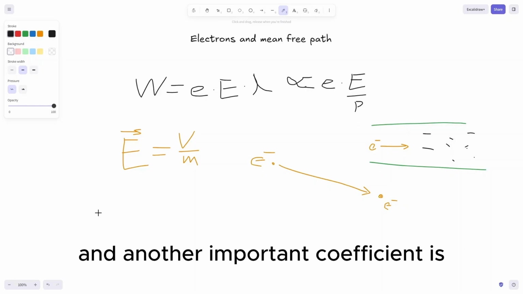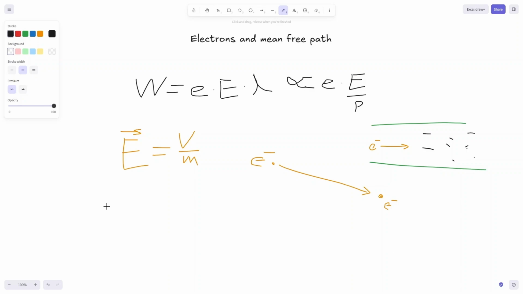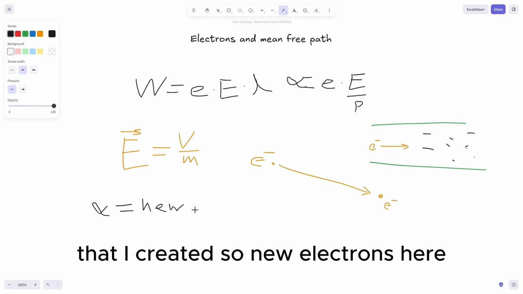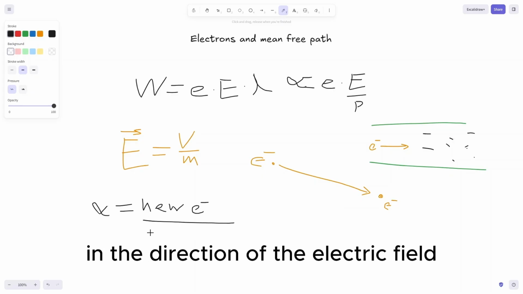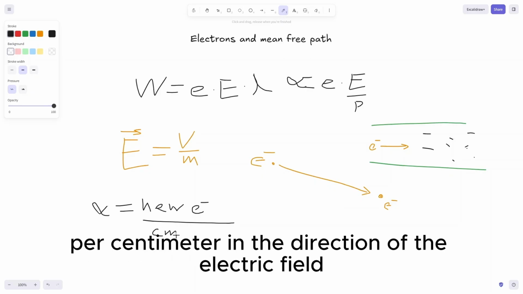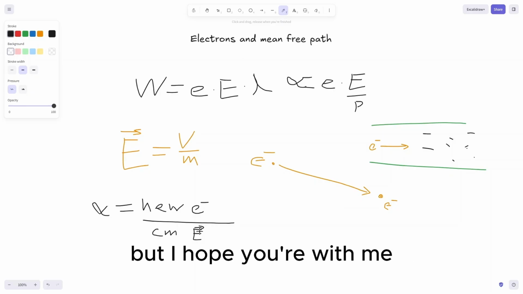Another important coefficient is the Townsend coefficient, or ionization coefficient. And we denote that by alpha. So this is alpha. And alpha is proportional to the new electrons that are created, so new electrons here in the direction of the electric field, per centimeter in the direction of the electric field. So this is kind of pseudo notation, but I hope you're with me.